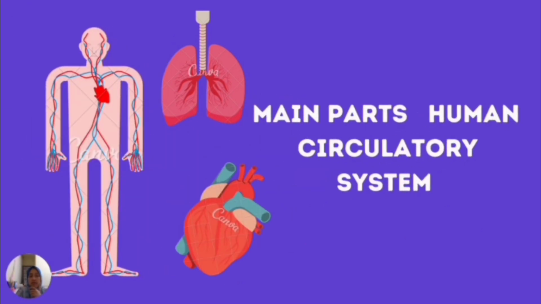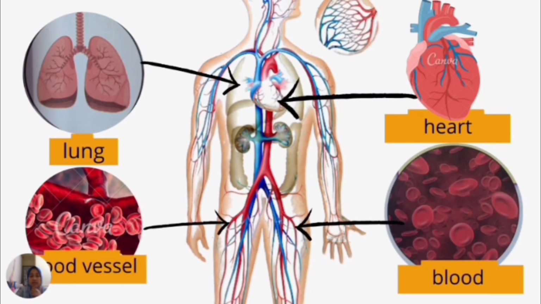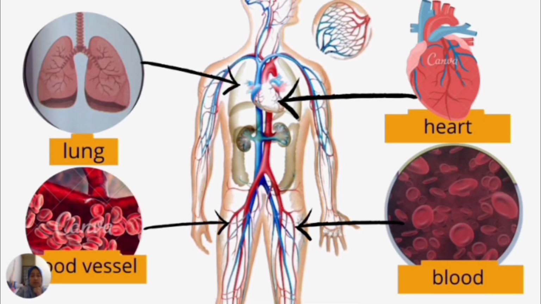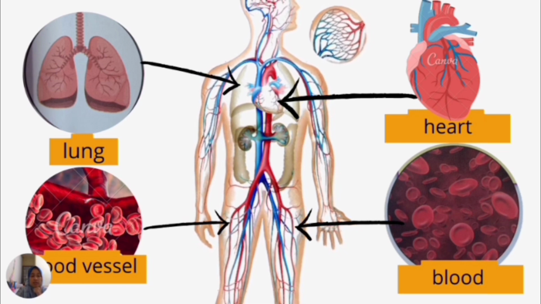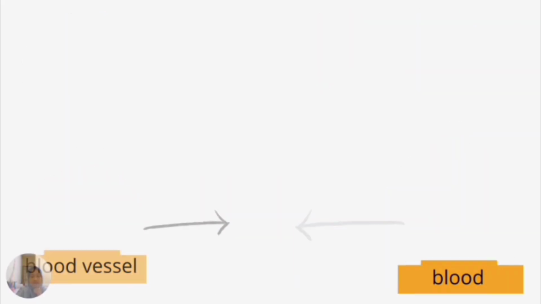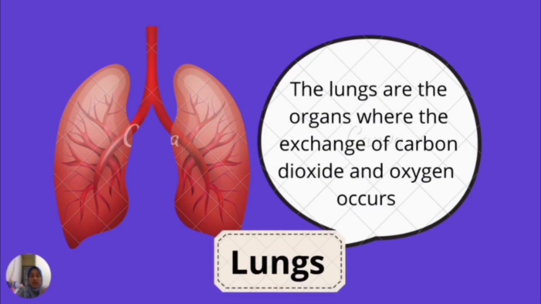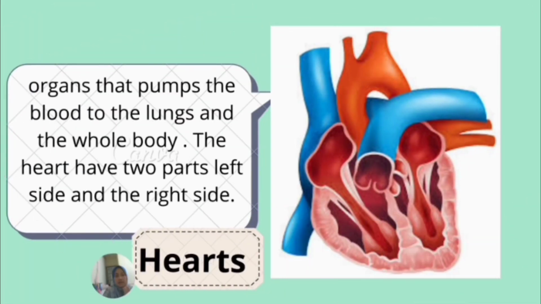So now let's move to the main parts of our blood circulatory system. The first part is our lungs. The second part is blood vessels. The third part is the heart, and also the blood. The function of the lungs: the lungs are the organs where the exchange of carbon dioxide and oxygen occurs. While the heart is the organ that pumps the blood to the lungs and the whole body.